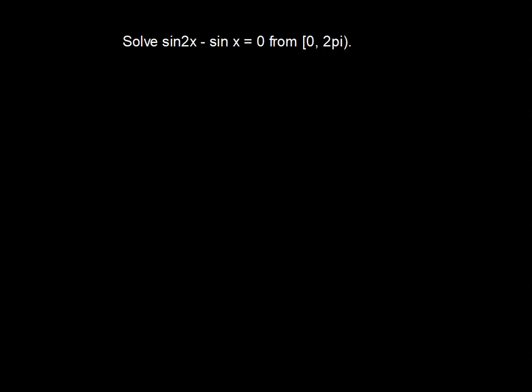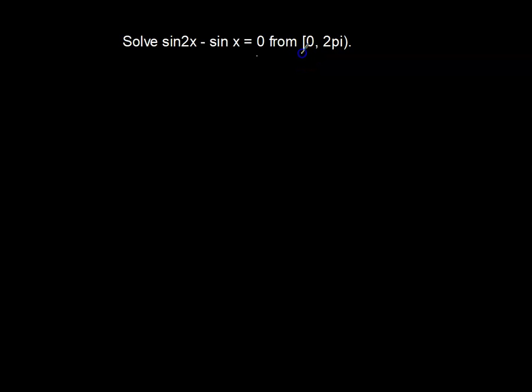Hey guys, so we're going to go over one of the examples. Actually, the first example you see in section, I believe it's 504, using double angle formulas to solve trig equations. So we have: solve sine of 2x minus sine of x equals 0 from 0 to 2 pi.